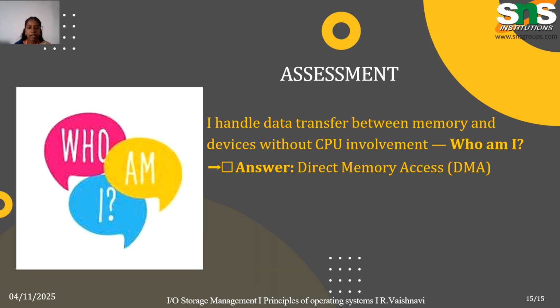The third question: I can handle the data transfer between the memory and the devices without CPU involvement. That is direct memory access, because it won't take the data to the CPU. It can handle the data transfer between the memory and the particular devices. It may be the printer or the monitor, so it transfers the data directly between the memory and the particular devices. That is called direct memory access.